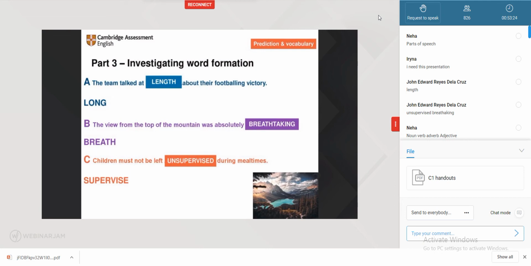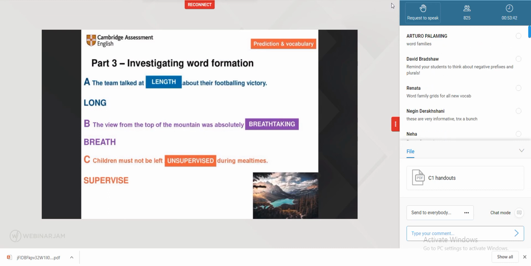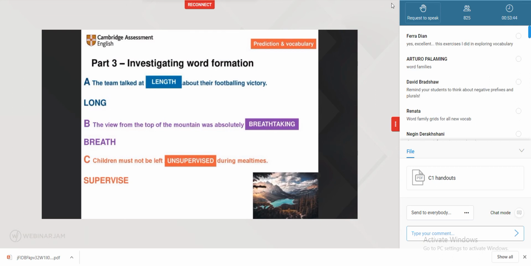Yes. Like "children must not be left supervised during meal times." Yeah. Correct part of speech, I'm moving on. Going back and checking that it makes sense afterwards is essential. And I think they need to, what you said, read before so that they get a sense of what the text is about, and then they need to check it, of course, afterwards.